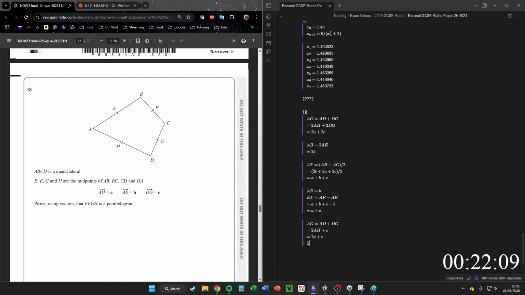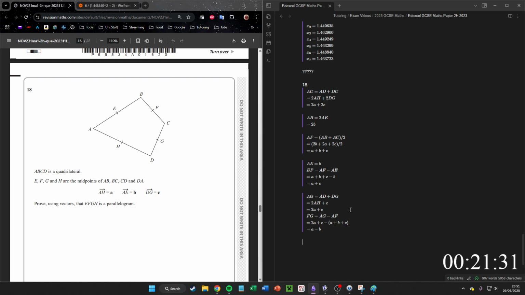So we can then write FG is equal to AG minus AF. AG being 2a plus c, AF being a plus b plus c. So that's going to be a minus b. So these two are clearly not parallel. And that's very obvious just from looking at them, isn't it? But it's going to be either HG and EF or EH and FG. So we'll just continue now.